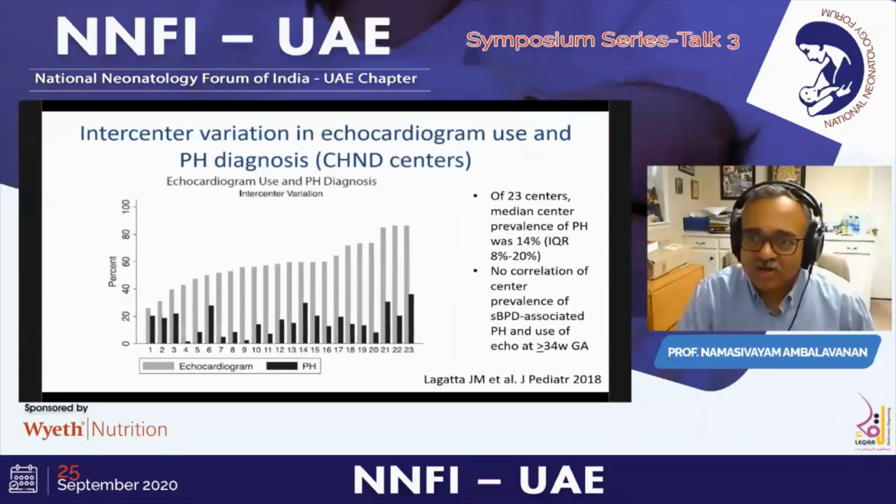But there's a lot of variation between different centers. The gray bars are the rates at which people do echocardiograms, and the black bars are the rates at which pulmonary hypertension is diagnosed. So you can see there's a wide range in the rates of echocardiogram and a wide range in the rates of pulmonary hypertension diagnosis. But there is no correlation between center prevalence of pulmonary hypertension and the use of echocardiogram, telling us that other factors are probably playing a part.